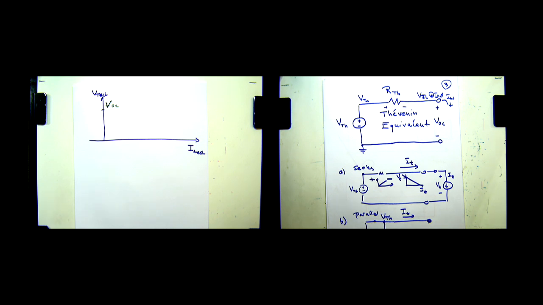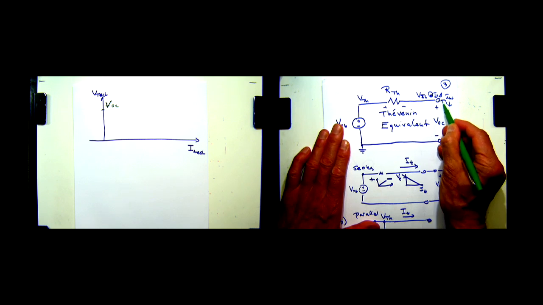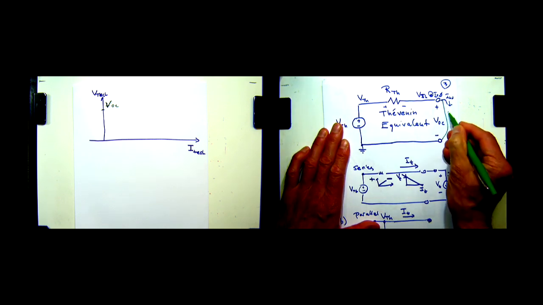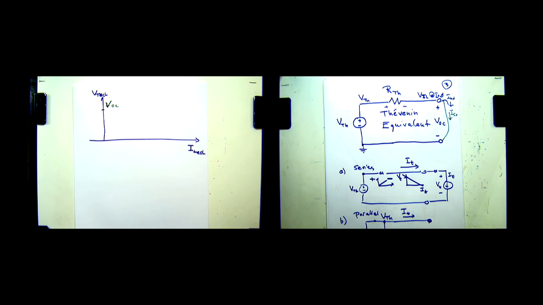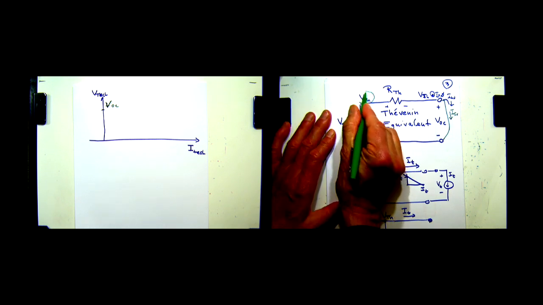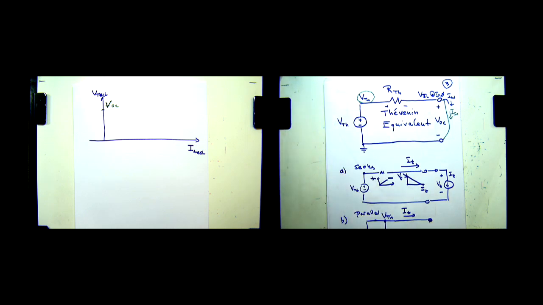And then we can do another test, a short circuit test. We put a short circuit here, and now current will be flowing, and we call this the short circuit current, ISC. What would that be? Well, what's the voltage on the left side of our resistor? It's still VTH. Why? Because we have an ideal voltage source, which says the voltage there is VTH, and I don't care what the current is.